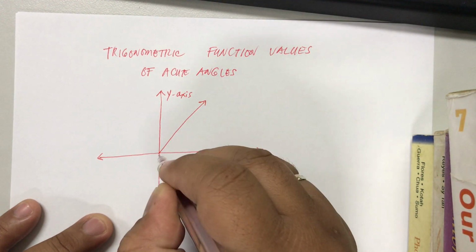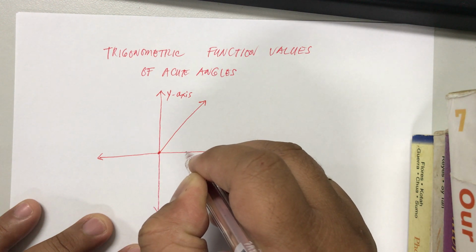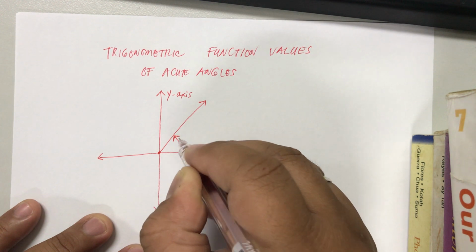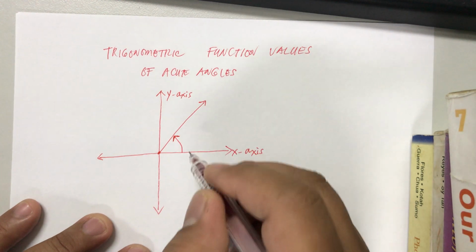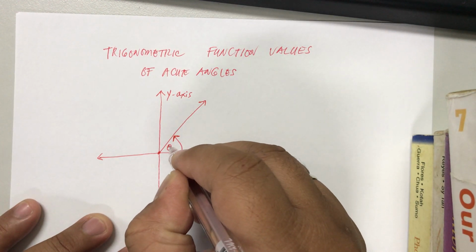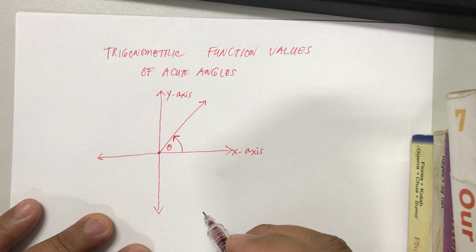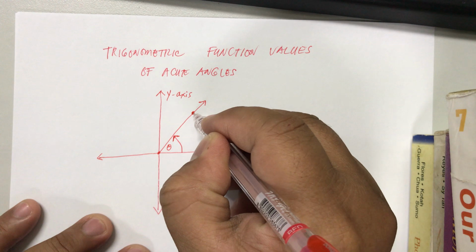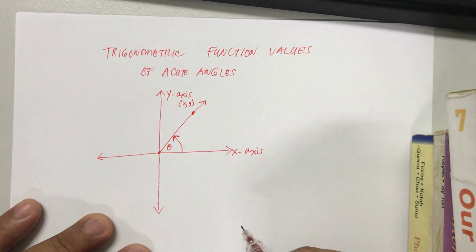Okay. The vertex is at the origin. The initial side lies on the positive x-axis. This arrow indicates that this side is the terminal side. So this is angle theta. In the terminal side of angle theta, we pick a point. This point is (x, y), the x-coordinate and the y-coordinate respectively.